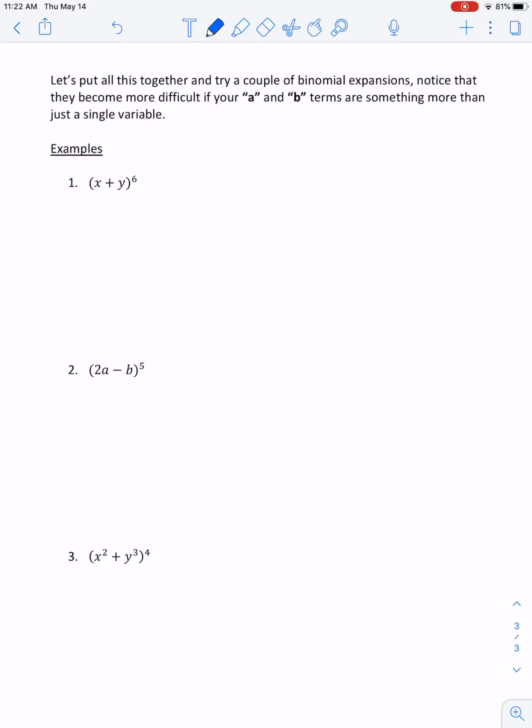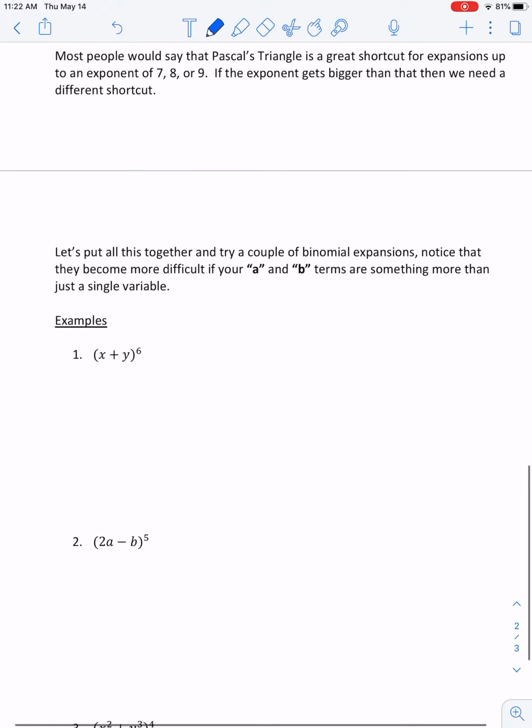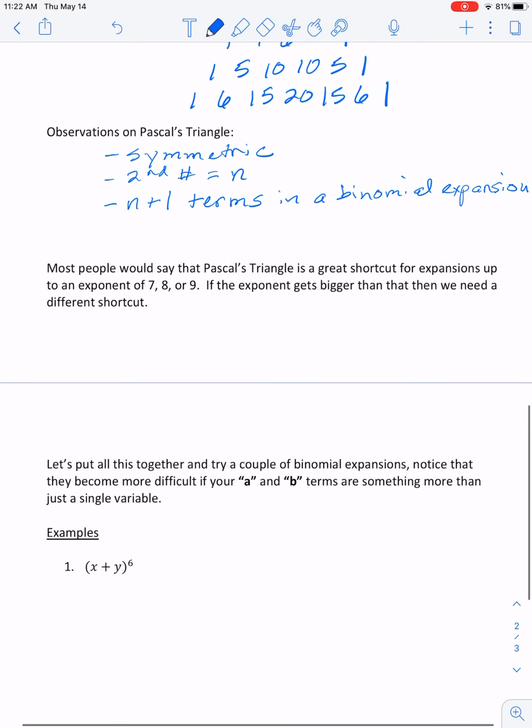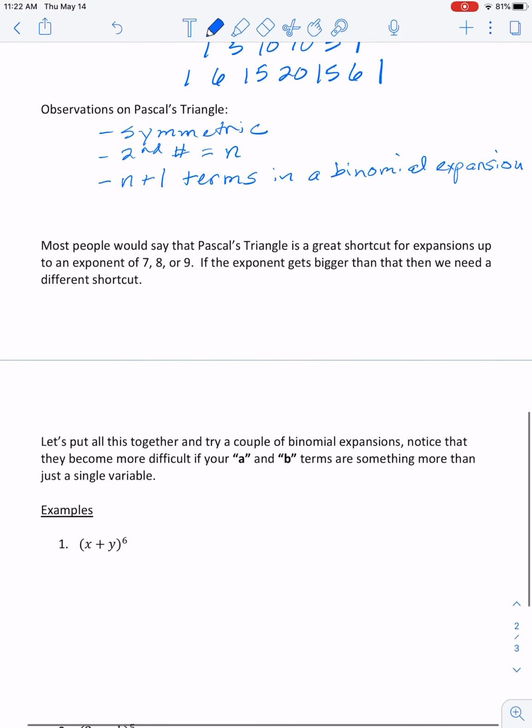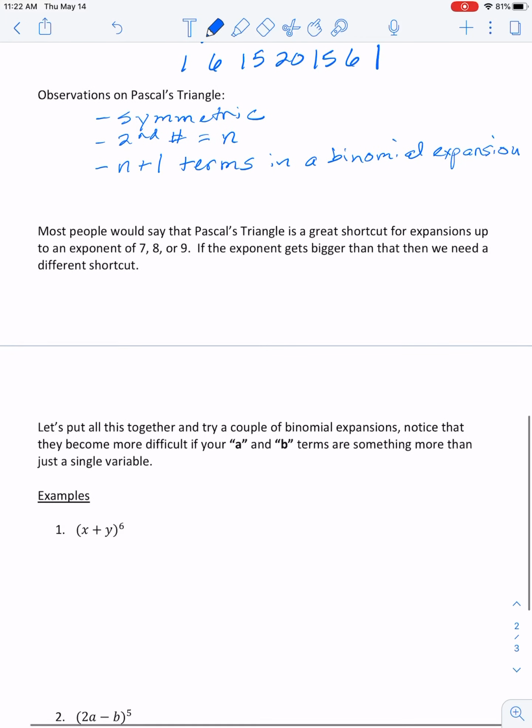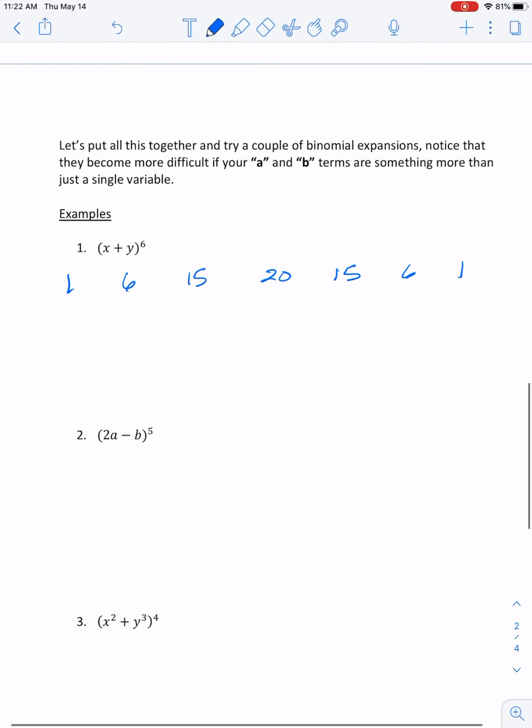You can do it one term at a time, or you can do the coefficients and then come back and do the variables, however you want. I'll show you one way of doing it that's worked for me, and then we can see if it would work for you as well. So I'm going to take a quick peek back up here and see my row for 6th power. Okay, so it is 1, 6, 15, 20, 15, 6, and 1.